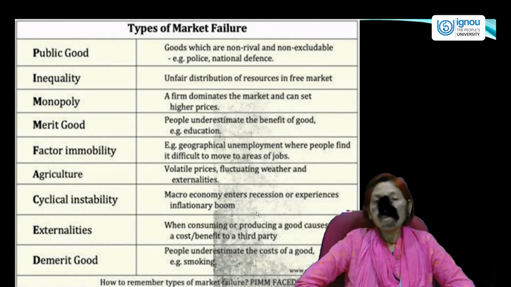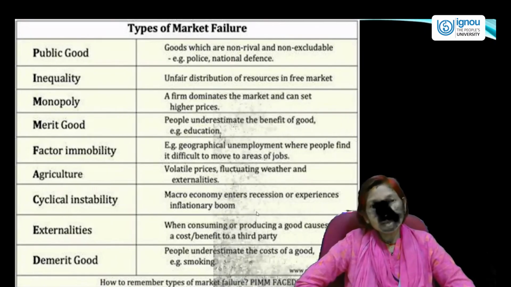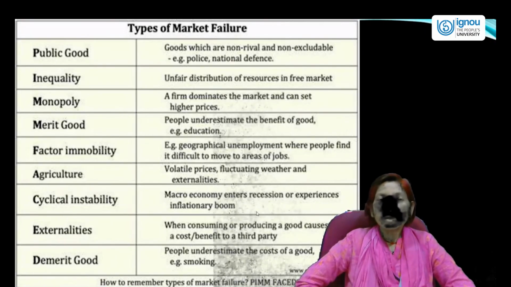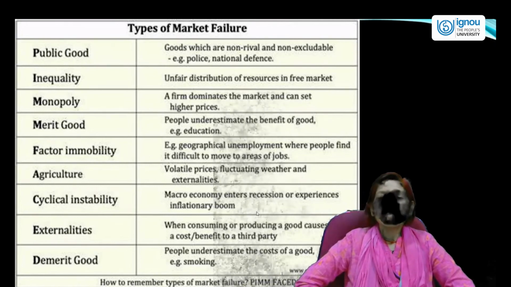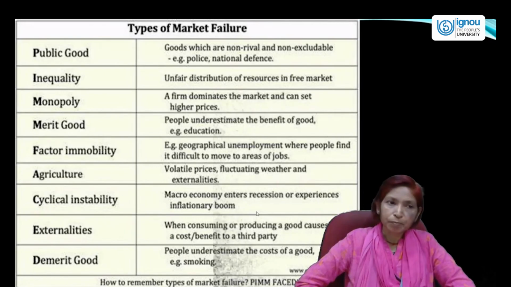Inequality means unfair distribution of resources in a free market. When resources are not equally distributed among the country's people, or there is unfair distribution of resources in a free market, then the market becomes a failure.